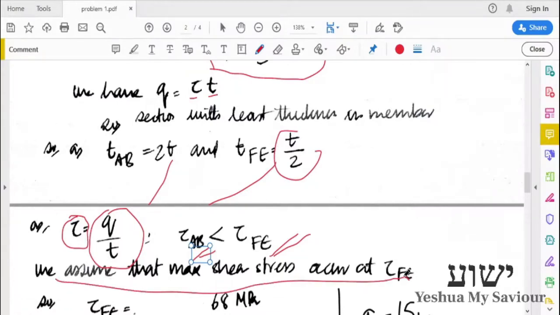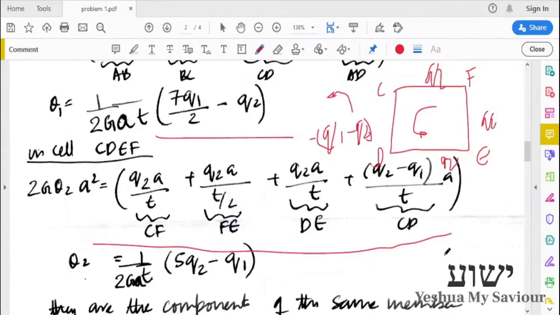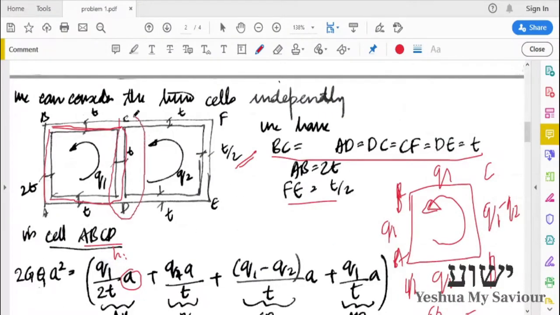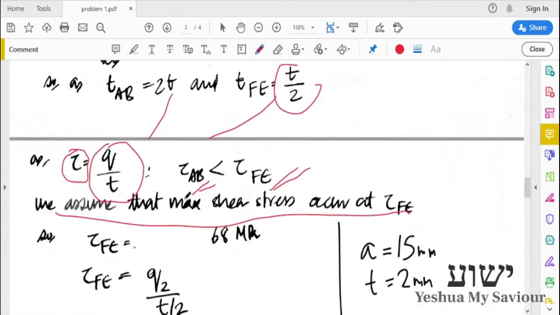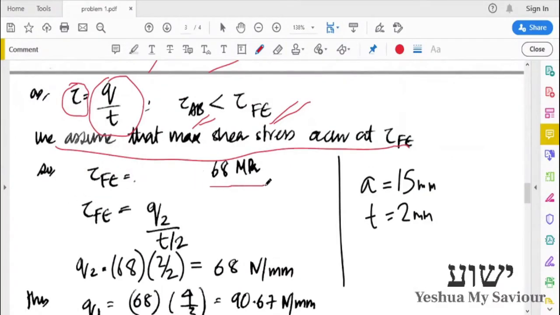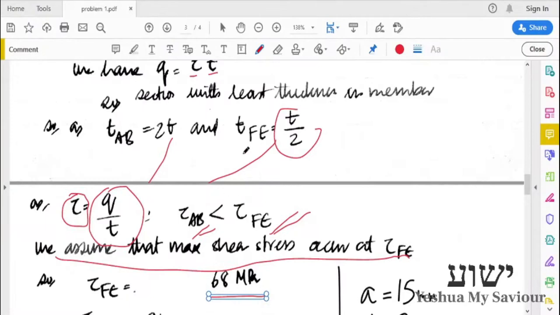If it doesn't come out that tau FE has the maximum shear stress, we'll go back and substitute tau AB. Then we'll check. And if it does not come out that tau AB or tau FE has the maximum shear stress, then we will take tau CD as the maximum shear stress, and we'll check it again. Here I'm going to assume that tau FE has the maximum shear stress, because obviously I know that tau AB is less than tau FE. So substituting, we get tau FE is equal to 68 megapascal, which is given.